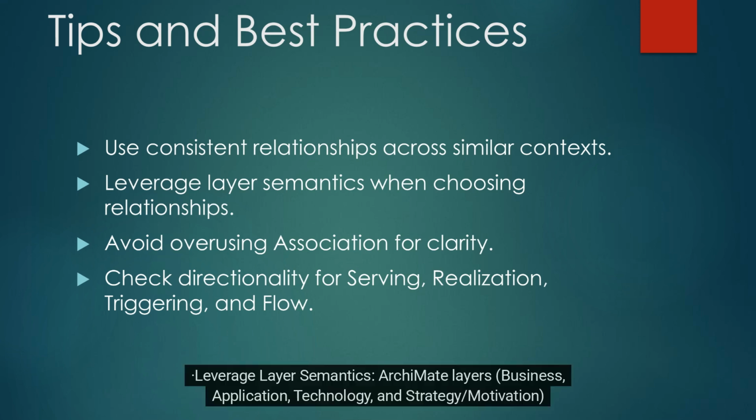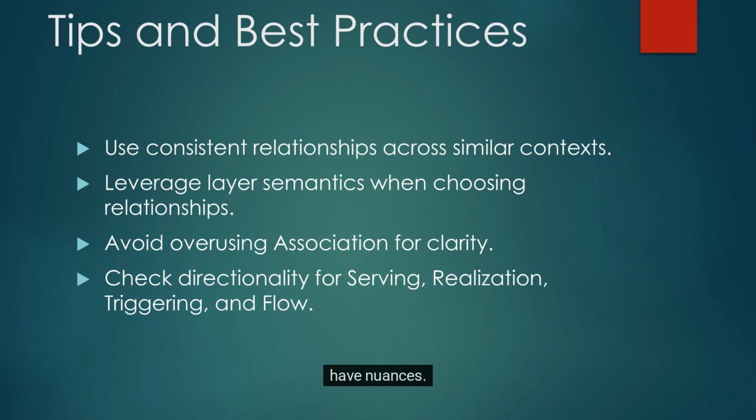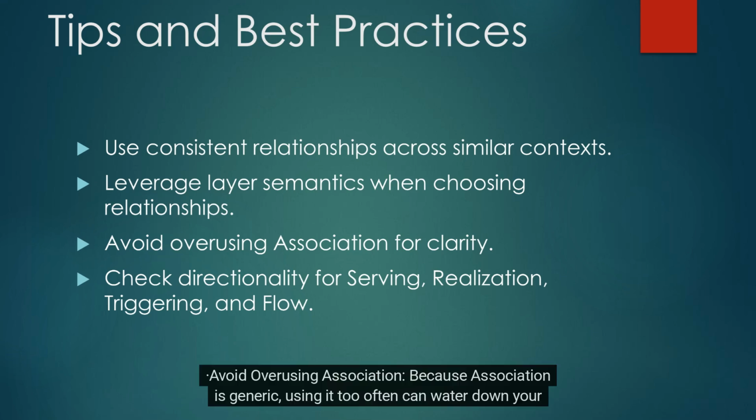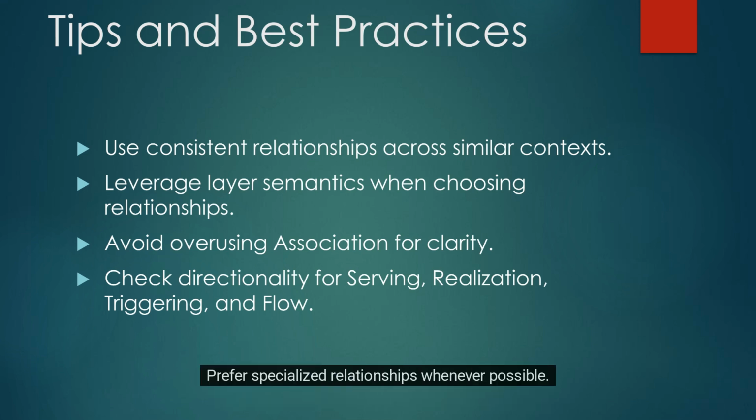Leverage layer semantics. ArchiMate layers, business, application, technology, and strategy motivation have nuances. The relationship type might differ if you model business processes rather than technology components. Avoid overusing association. Because association is generic, using it too often can water down your model's clarity. Prefer specialized relationships whenever possible.